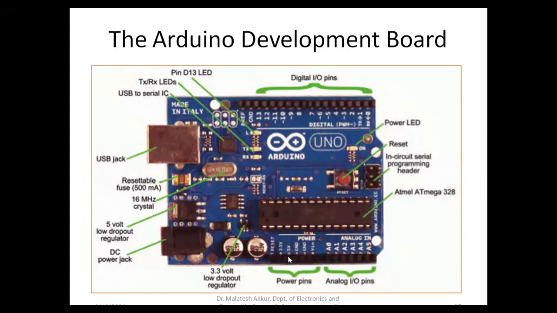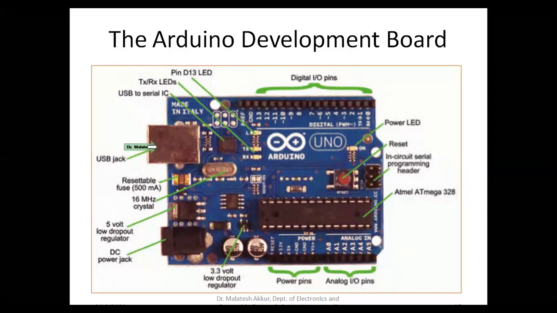And these are the power supply pins. It has 3.3 volts, 5 volts, and ground. And this is the DC power jack. We have to connect a DC voltage or power supply to this. Usually we can connect either 9 volts or 12 volts. And this is the USB jack, which means from the laptop or the PC, we can transfer the code or the program to the microcontroller.